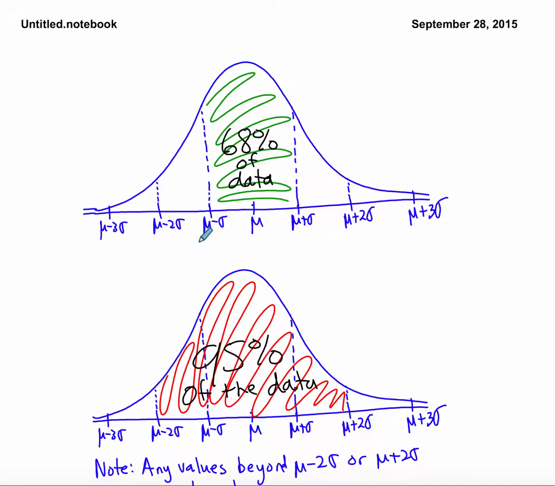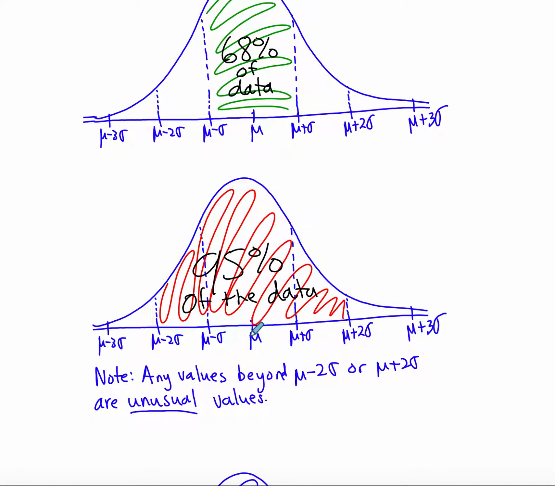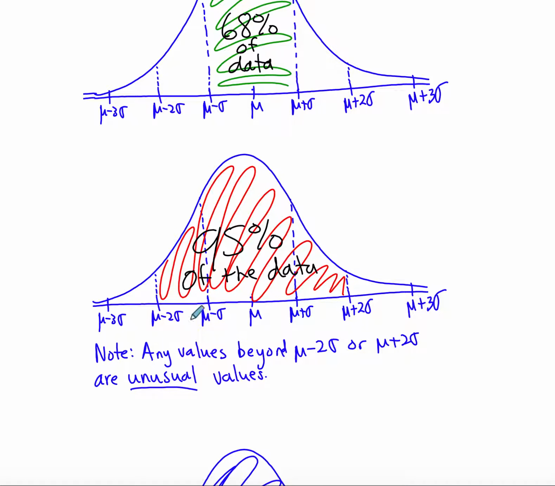So those are the basics behind it. Here's a picture, a little bit more of that idea. So here's 68% of the data is one standard deviation away from the mean. 95% of the data is two standard deviations away from the mean. And anything that's over here, there's not a lot of data over here. 95% is a lot of the data.